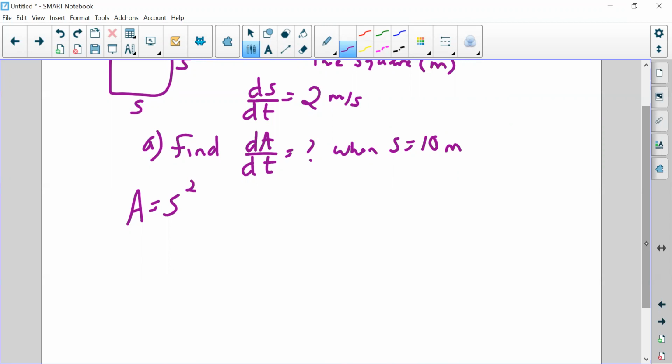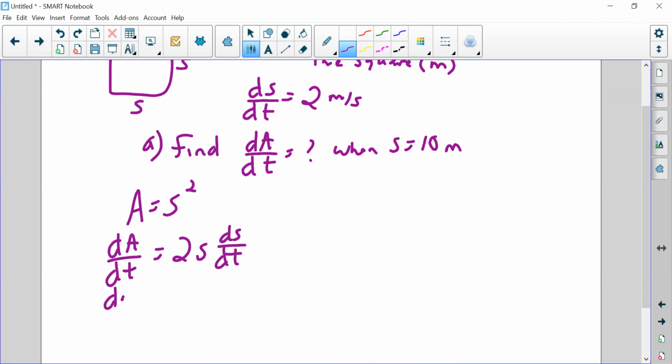So now it's just differentiating. What's the derivative of the left-hand side? dA/dt. What's the derivative of the right-hand side? 2s ds/dt. And then plug in what we know. We were given that S is 10 and ds/dt is 2. So that gives us 4 times 10, which is 40.